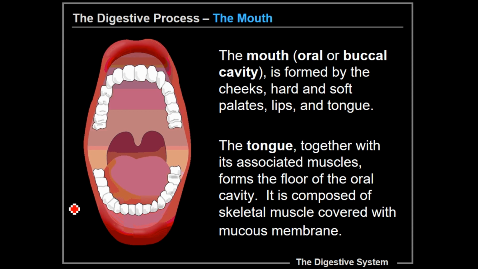But what makes it unique, if we remember from the muscular system, is that all skeletal muscles have an origin and an insertion. Your tongue only has an origin. It does not have an insertion because the end of the tongue is loose and free. You know, you can stick your tongue out. So that is one of the unique things about the skeletal muscle in the tongue.